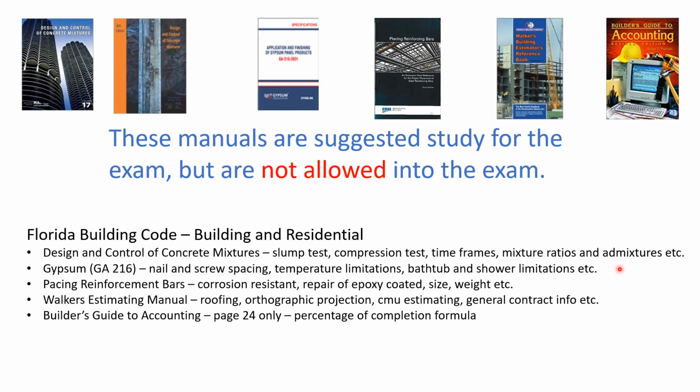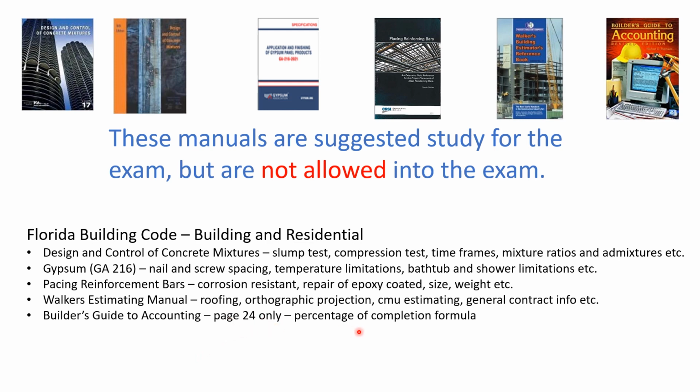All right. You've got the gypsum book, same thing. You've got placing reinforcement bars. You have the Walker's Building Estimators Manual. A lot about roofing. There's a term called orthographic projection that I want you to become familiar with. Estimating how many CMUs you're going to need, another fancy word for concrete block. General contract information. There's lots of great information in these books. You can't take them in.